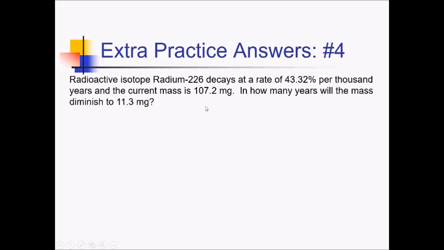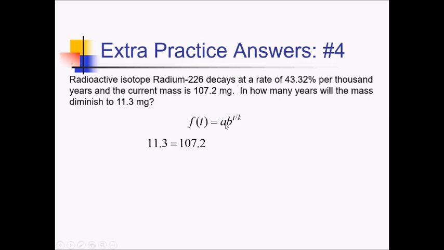So it's going to be a little tricky setting up, but we know at least we're starting with f of t equals a b to the t over k. Now we have to start filling in some values. First off, we're asking in how many years. That's going to be the t value we're solving for, so we need numbers for everything else. F of t, that's how much is left over. That's the 11.3. A is what we're starting with, the 107.2.